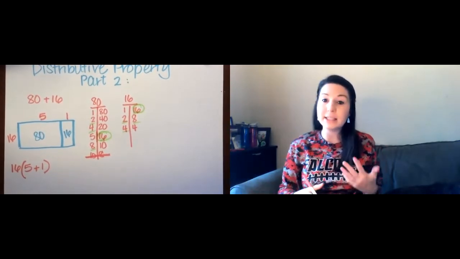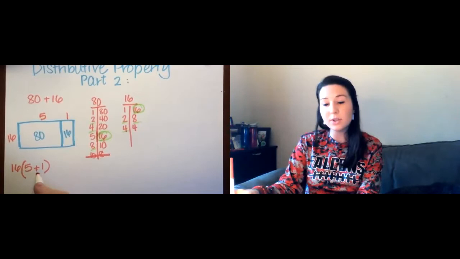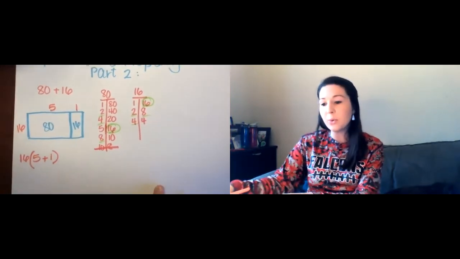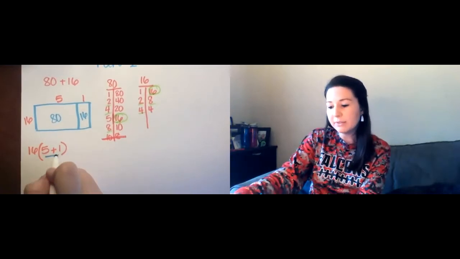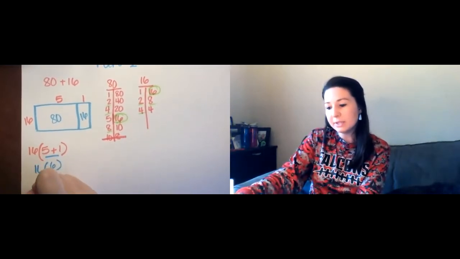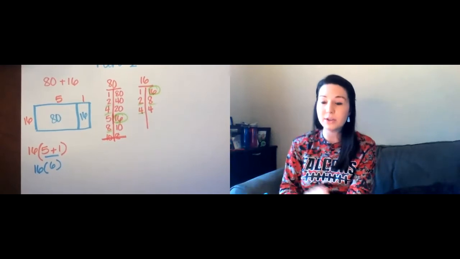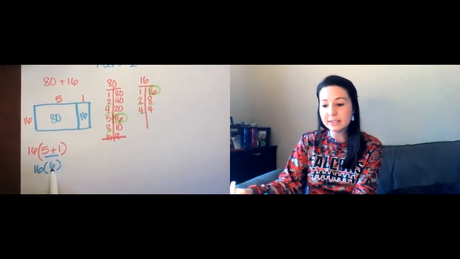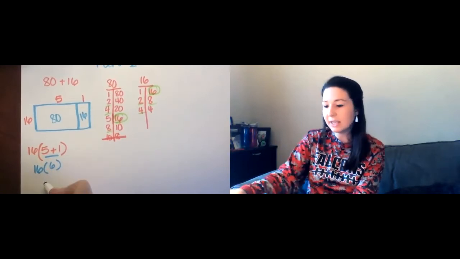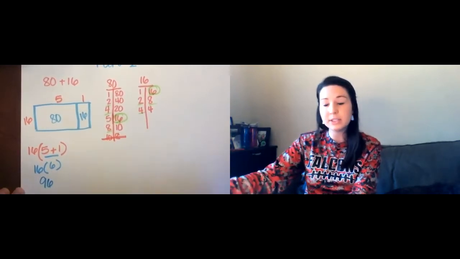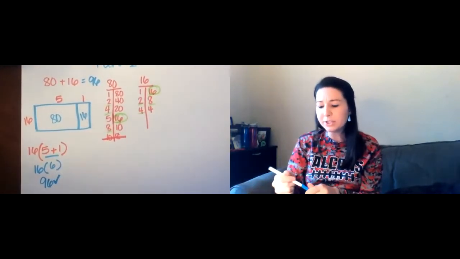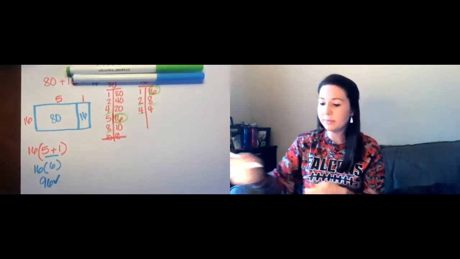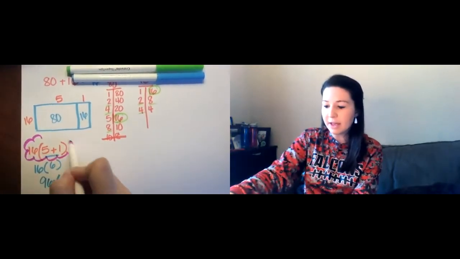To make sure that we got this correct, we can now solve this expression using order of operations. 5 plus 1 gives me 6, multiply that times 16, and we should be able to do this in our head. 10 times 6 is 60, 6 times 6 is 36, 60 plus 36 gives us 96, which is the same answer we would have gotten up here, 96. So we're good. This is our answer that we were looking for right here: 16 times 5 plus 1.